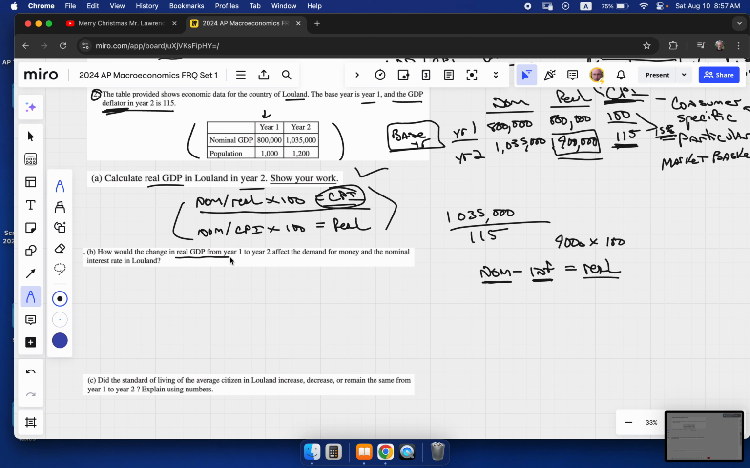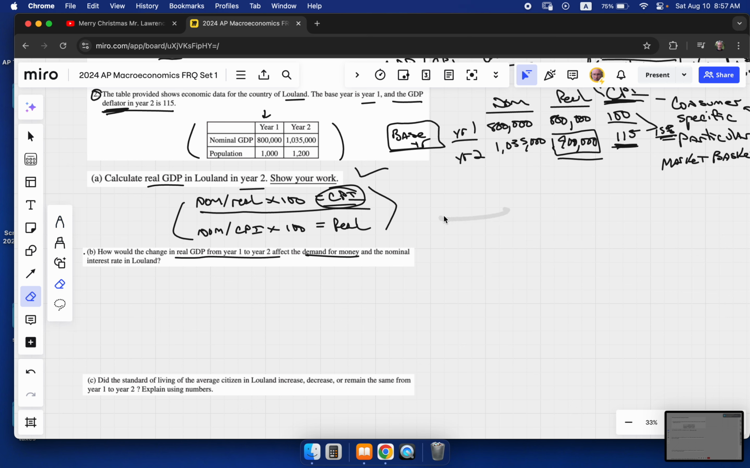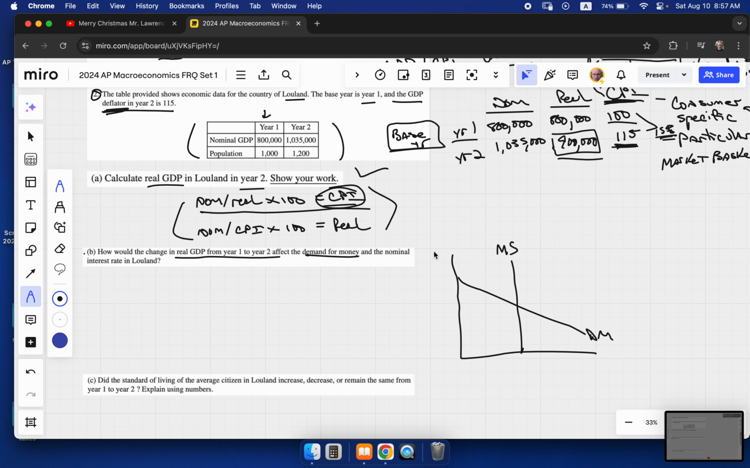How would the change in real GDP from year 1 to year 2 affect the demand for money and the nominal interest rate? Okay, let's talk about this for just a second. First of all, anytime I'm talking about demand for money, we're talking about a money market graph. We should know how to draw it. They don't ask us to draw it here, but it's important that we see it and make this connection. We've got nominal interest rates on the vertical. This is money supply. This is demand for money, or money demand, however you want to write it. And then quantity of money on the horizontal axis.